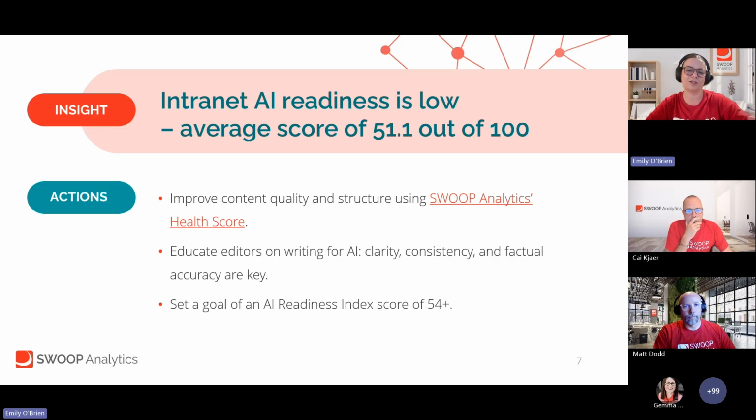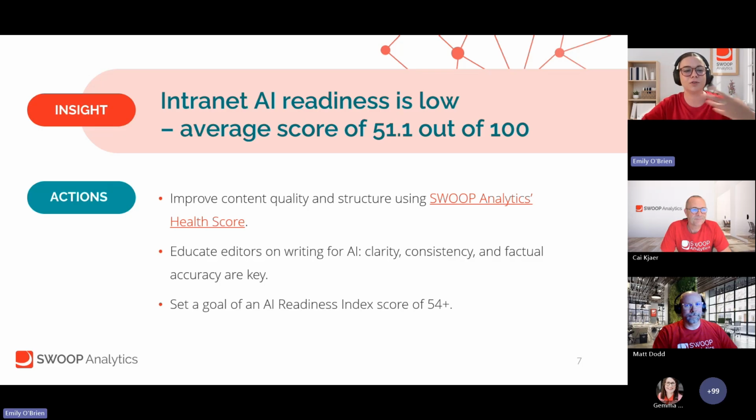And improving that score is not necessarily about creating more and more content. It's about reflecting on and improving what you already have there. And a really key part of that, of course, is educating content editors on how to write for AI. We're going to have a conversation a bit later about who we should be writing for now. Should we be writing for humans? Should we be writing for both? We'll get into that a little bit later.